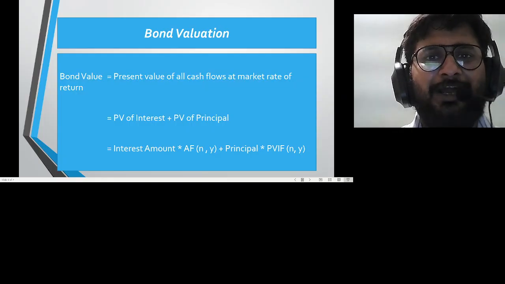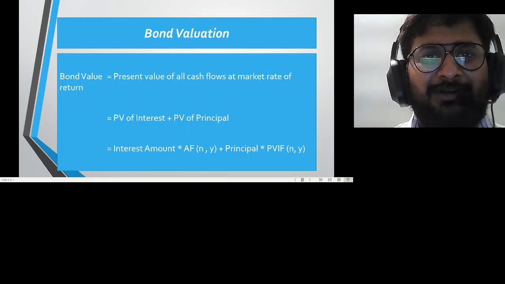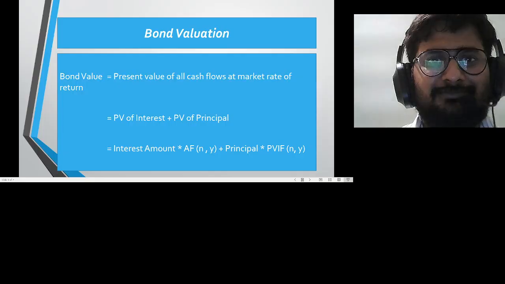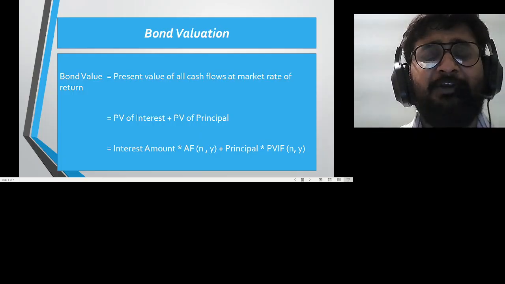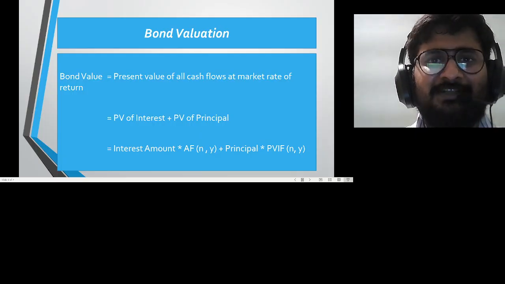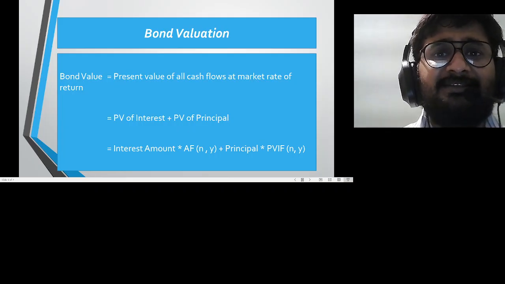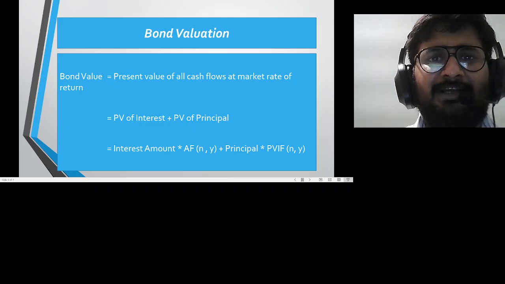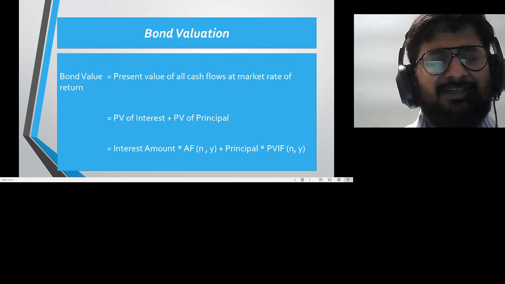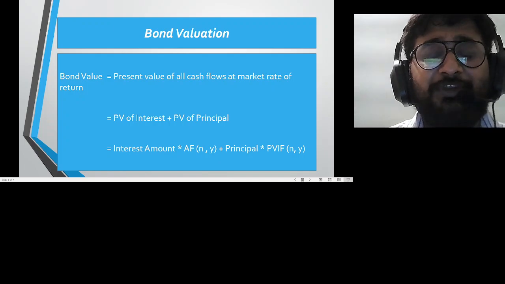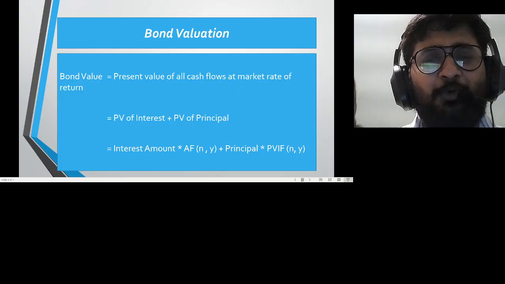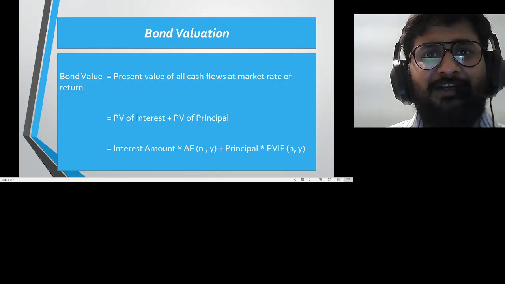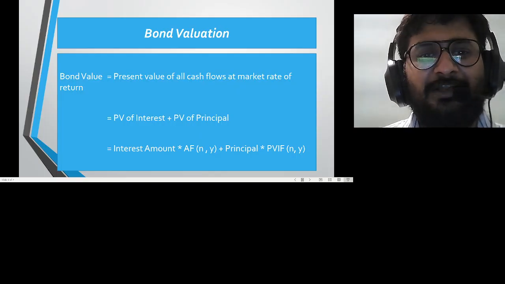Now there are only two cash flows generally associated with a bond. One is interest, which the company pays on a timely basis, and the other is repayment of principal. Interest is a recurring payment, meaning it occurs after fixed time intervals, generally a year or a half-year. So there you use the annuity factor, whereas principal is repaid only once at the end of the tenure. So there you use the discounting factor.